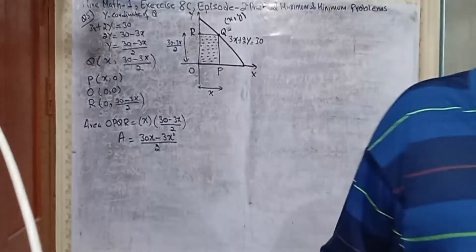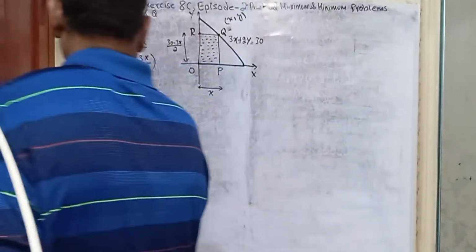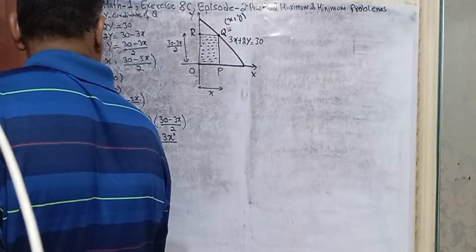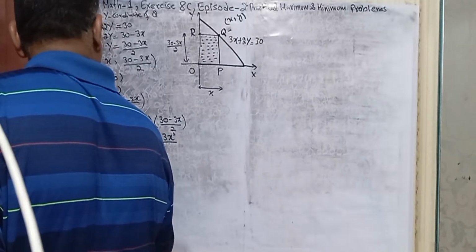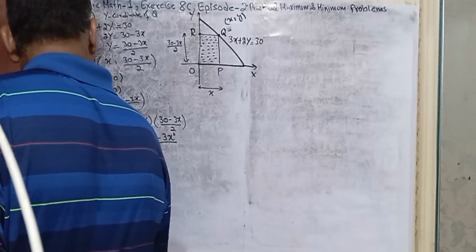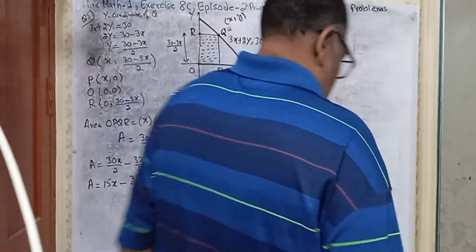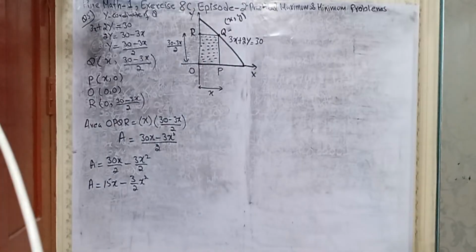Okay, so this is what we have to prove in question number 5, part a. So the area will be equal to 30x divided by 2 minus 3x squared divided by 2. So the area will be equal to 15x minus 3 by 2 x squared. So this is the expression which was already given in the question, and we have to prove that the area is equal to 15x minus 3 by 2 x squared.